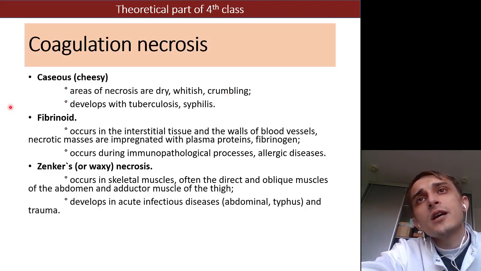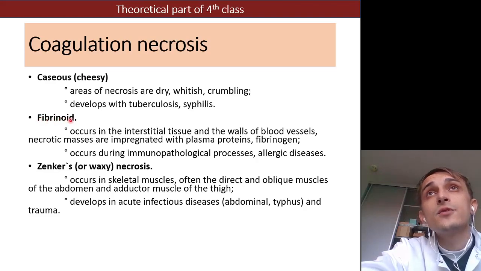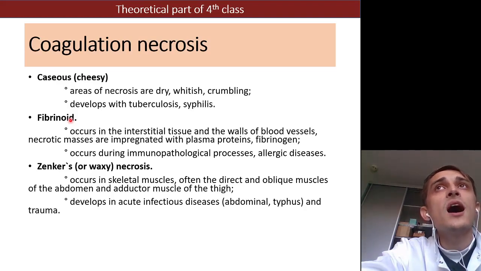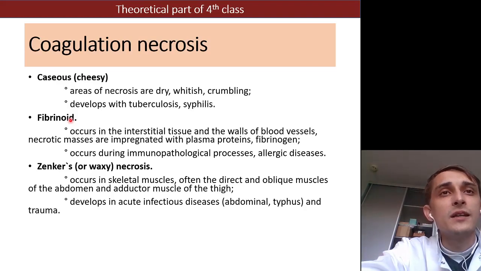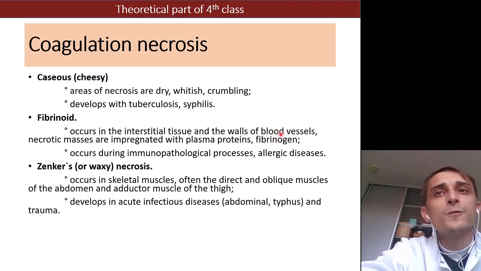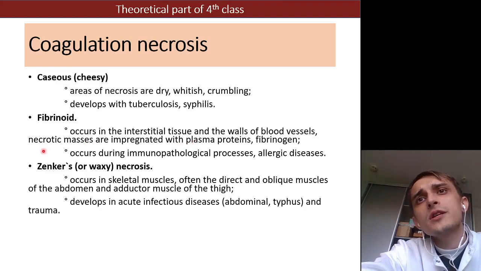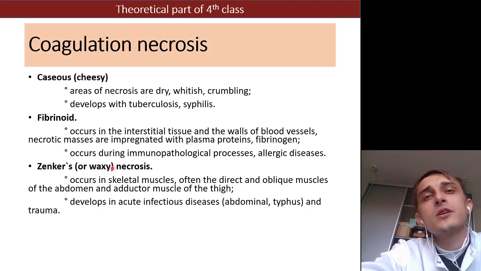The second type of coagulative necrosis is fibrinoid necrosis, which may be a result of fibrinoid swelling and all other types of degeneration of connective tissue. We may see accumulation of fibrin and fibrinogen in the area of necrosis. The tissue becomes solid, looking like a white area with a solid consistency. And the third type is Zenker's or waxy necrosis.